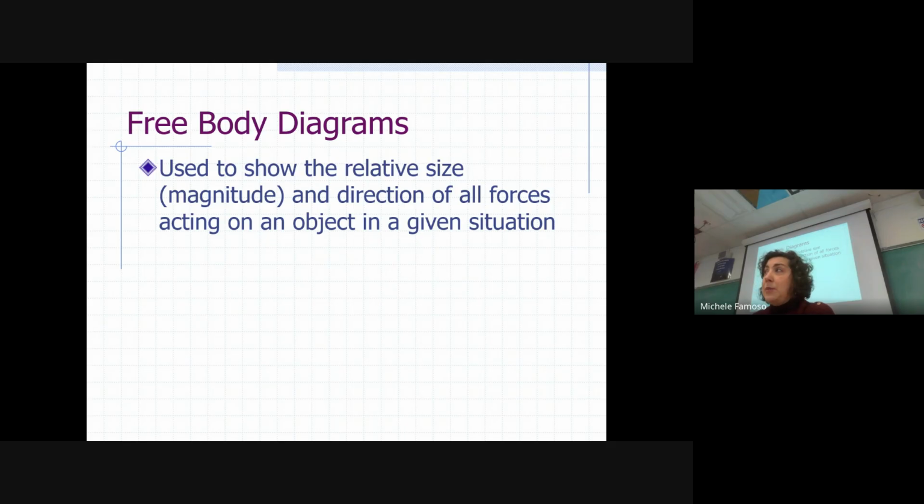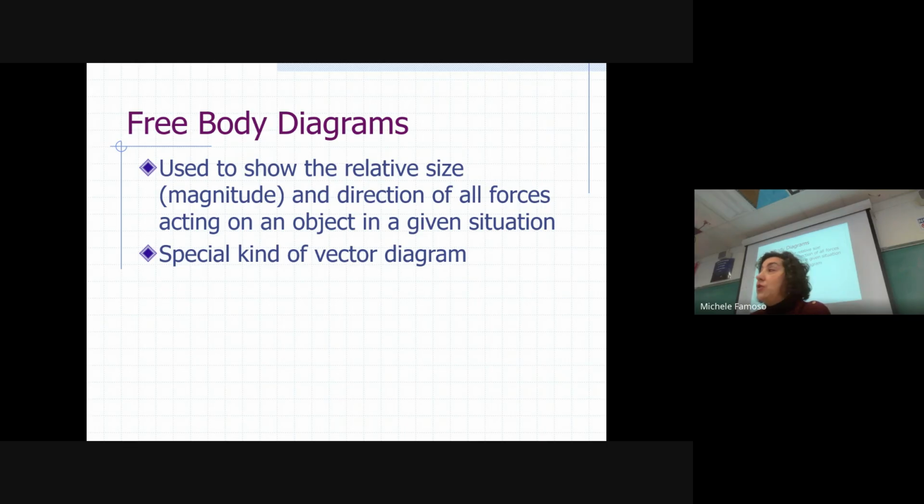Now, how many of you have taken POE or are in POE right now? Okay, they do it differently in the engineering world than they do in the science world. So it's similar, but not exactly the same. But these kinds of diagrams help us see the size and direction of the forces that act on an object in a particular situation. And basically, it's a special kind of vector diagram.